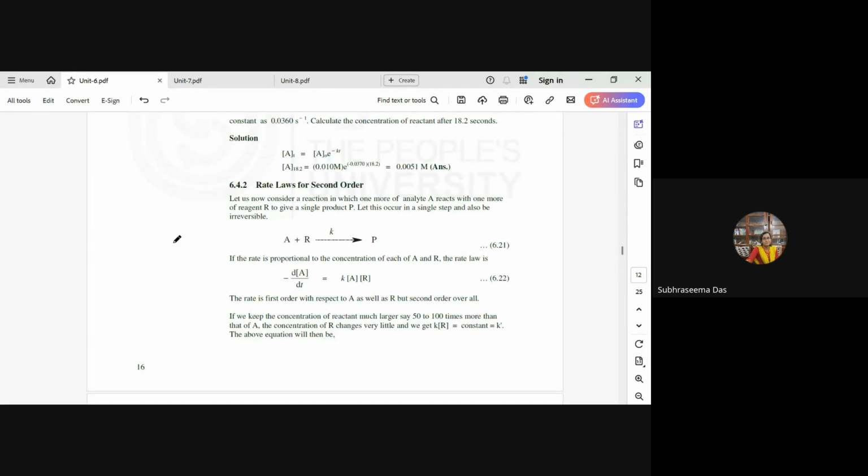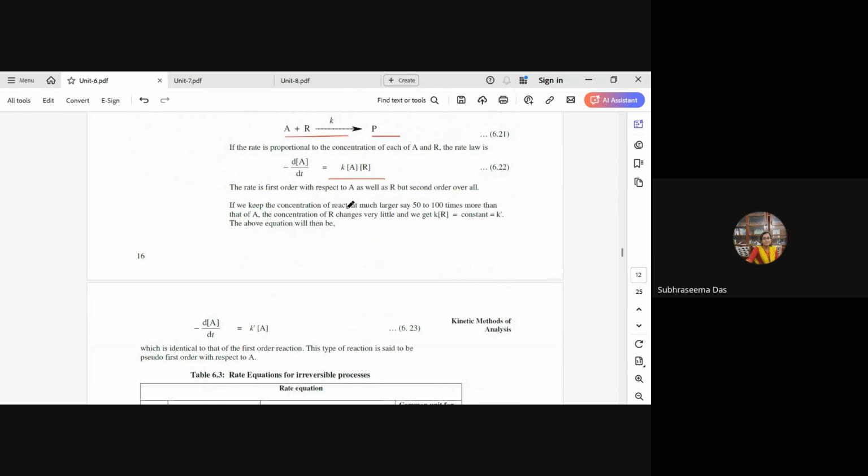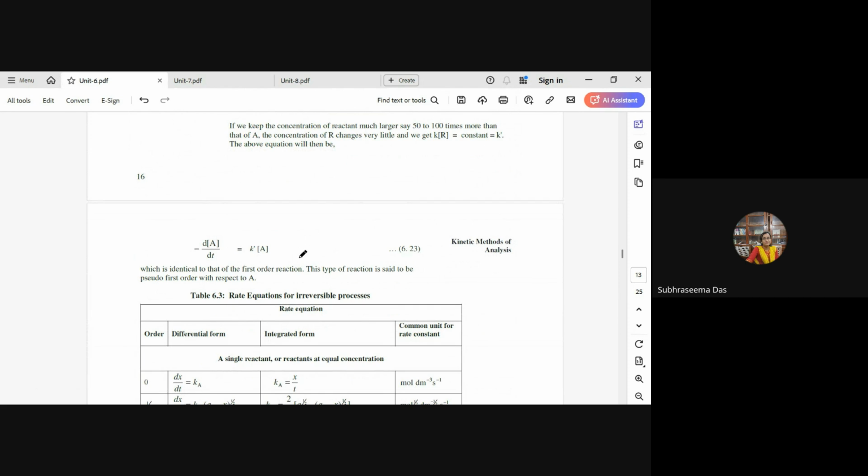Now let us consider the reaction in which one or more of reactant A converts to form the product. So here A plus R react to form the product P. The rate law can be given as d[A]/dt equal to k into [A] into [R]. Finally, putting all the equations together for this type of reaction, it can be given as this.